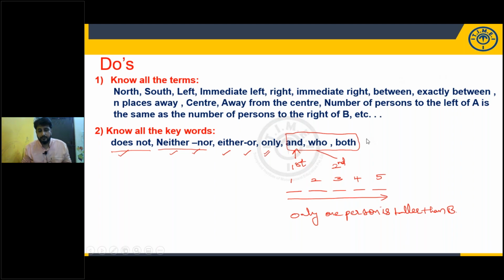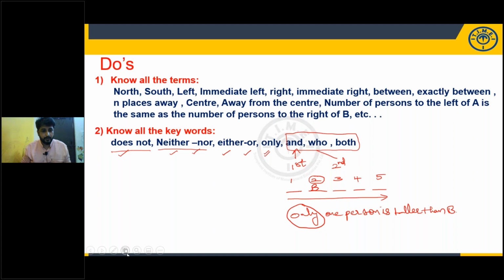So here the important thing is the technical term "only." This term is very important for us. When only one person is taller than B, before B there has to be only one person, because our order is descending order. So B has to be in second position. These technical terms we must know.